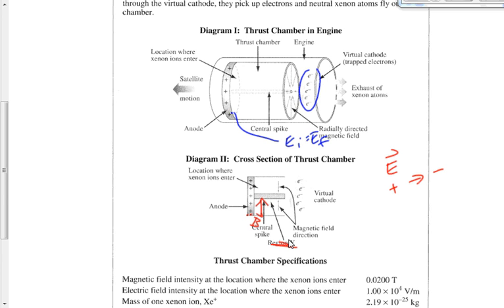The force points which way? Using our right-hand rule for deflection, right? Force points out of the page, right? Which is option B.